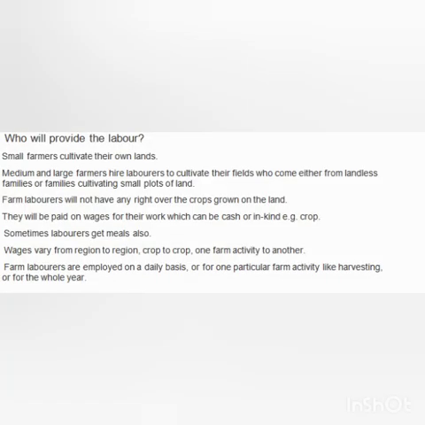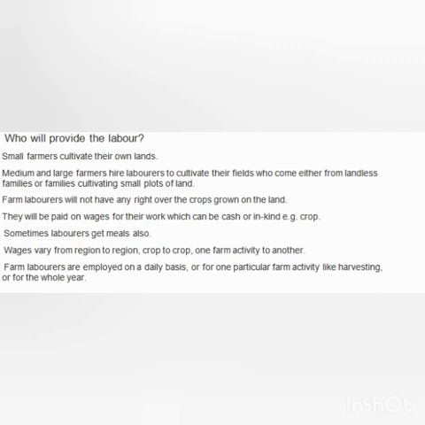Who will provide the labor? Small farmers cultivate their own lands. Medium and large farmers hire laborers to cultivate their fields, who come either from landless families or families cultivating small plots of land. Farm laborers will not have any right over the crops grown on the land. They will be paid wages for their work, which can be cash or in kind, that is, crop. Sometimes laborers get meals also.